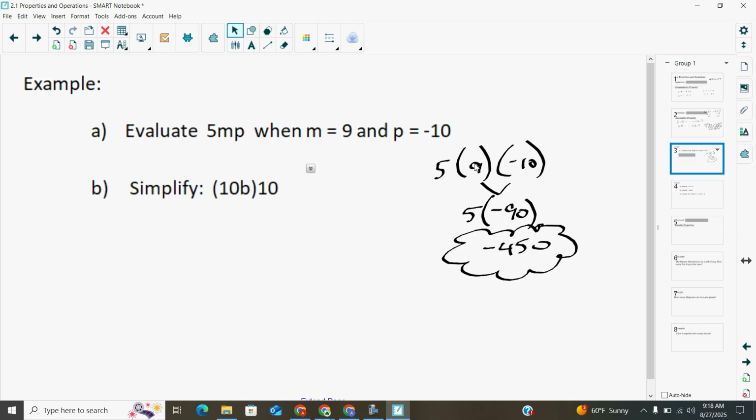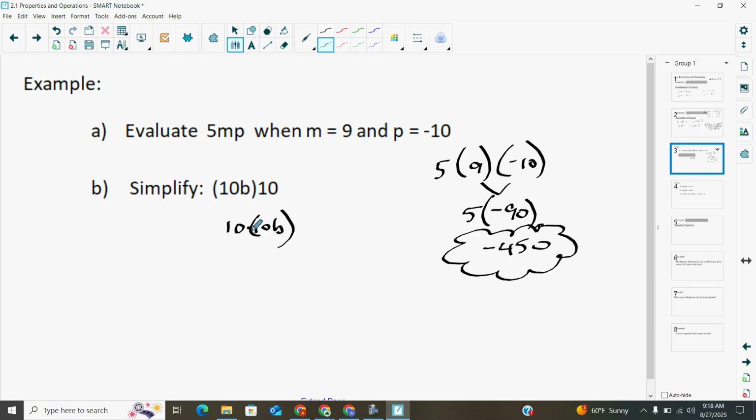Part B, simplify 10b times 10. 10b in parentheses times 10. When I'm multiplying, I can switch the order around if I'd like. So I can do 10 times 10b. So I just switch the order here. Which property is that? Commutative.